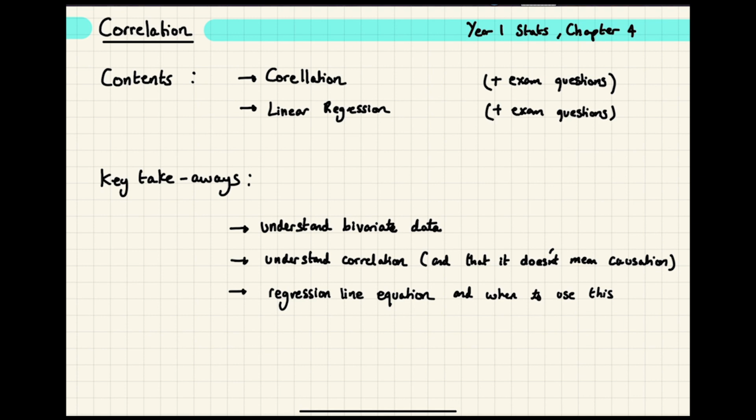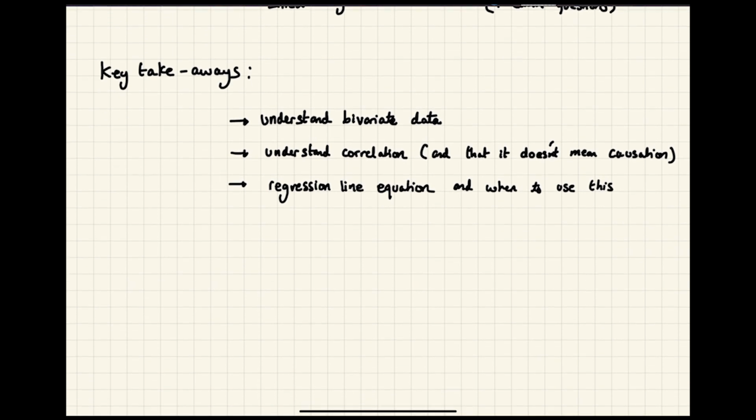So some of the key takeaways we want you to have from this chapter is understanding what is bivariate data, understanding what is correlation and why that doesn't mean you have causation, as well as what is the linear line equation and when to use this. So we'll be looking at all of these three different areas. So just going further down here, let's start off with what is bivariate data.